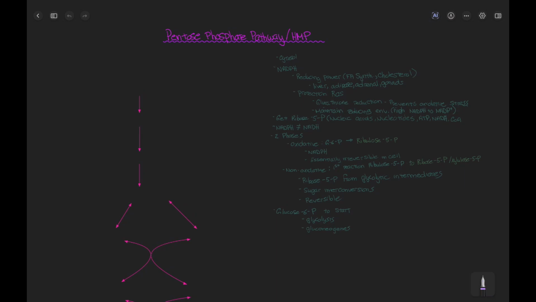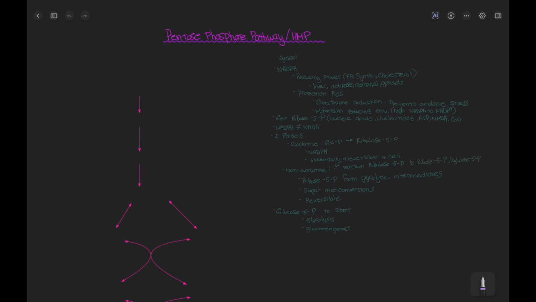We also get ribose 5-phosphate, which is important in DNA and RNA synthesis, and for things like ATP, NADH, and coenzyme A, which are very important for rapidly dividing cells. Some of those rapidly dividing cells are good, like bone marrow cells or skin cells, any of your tissues that have high cell turnover. Other rapidly dividing cells aren't so good, like tumor cells.